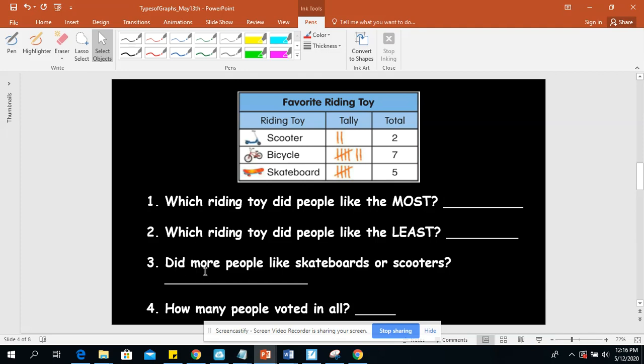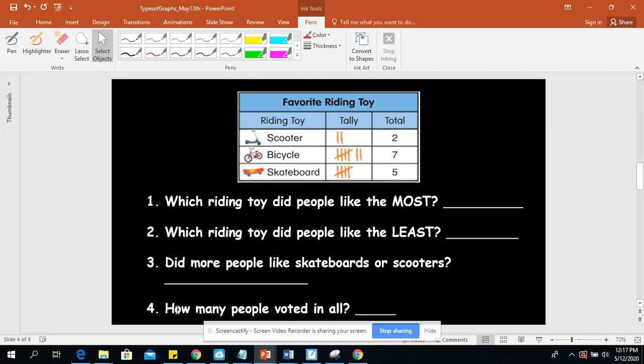Number 3, did more people like skateboards or scooters? Well, if we look at the chart, we know 5 people like skateboards and 2 people like scooters. 5 is more than 2. That means more people like skateboards than scooters. The answer would be skateboard.